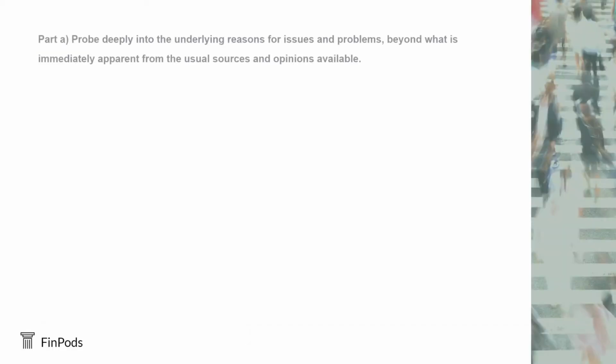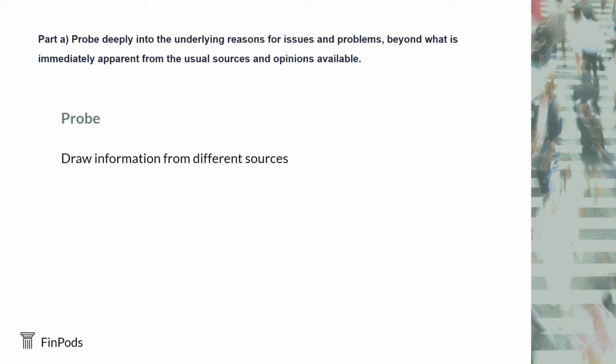Part A. Probe deeply into the underlying reasons for issues and problems beyond what is immediately apparent from the usual sources and opinions available. Draw information from different sources in order to base your judgment. Do not simply use the most easily obtained information, as something further in the scenario might contradict that information's accuracy. Do not simply accept that the reason given to explain an issue is correct or vindicated.